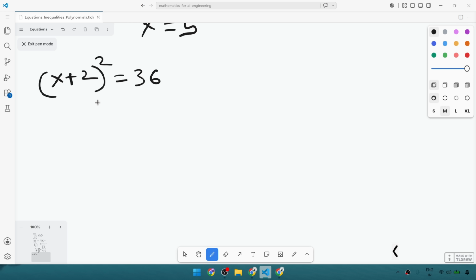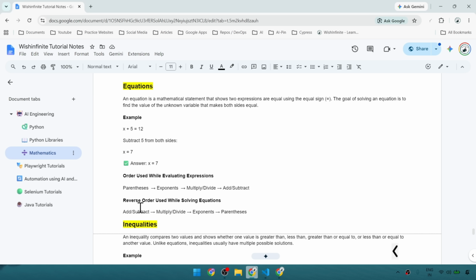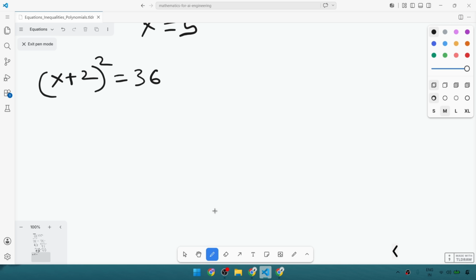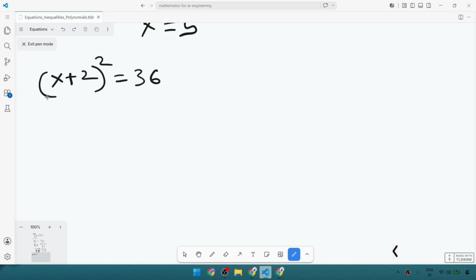For this also we need to follow that simple rule only. What was our rule? So here first we need to solve this addition and subtraction, then multiplication and division, then exponents, and then parentheses. So now here what we are having? X plus 2 and then its square. So now you may be thinking that first we need to solve this x plus 2. But that is not the case. Let's have a look at our rule in more detail.